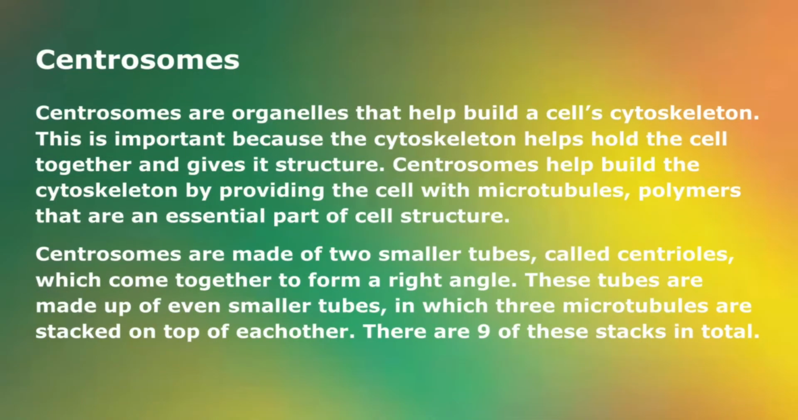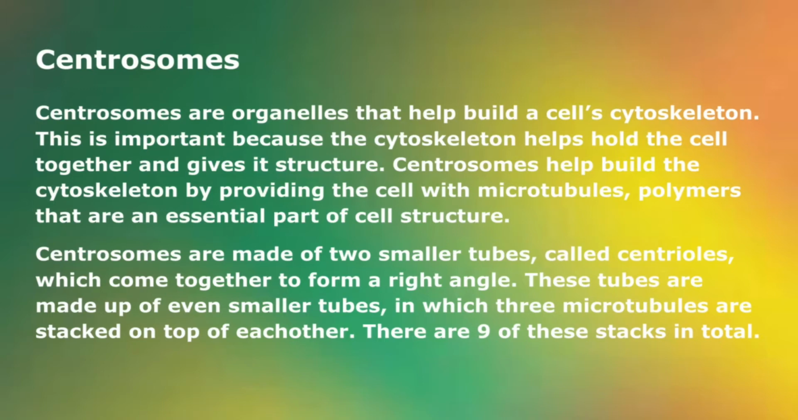Centrosomes are organelles that help build a cell's cytoskeleton. This is important because the cytoskeleton helps hold the cell together and gives it its structure. Centrosomes help build the cytoskeleton by providing the cell with microtubules, polymers that are an essential part of the cell structure. They really make up a lot of the cytoskeleton. Centrosomes are made of two smaller tubes called centrioles. We're going to look at those later, which come together to form a right angle.